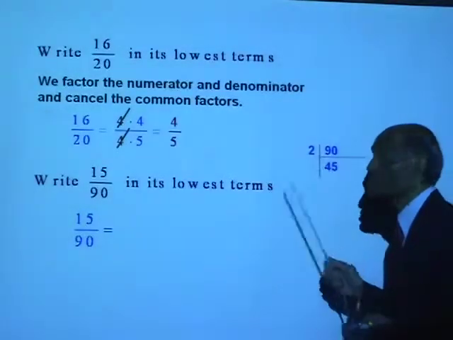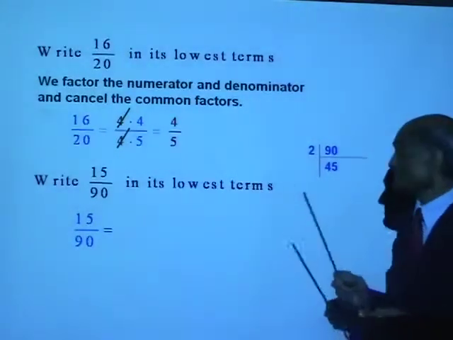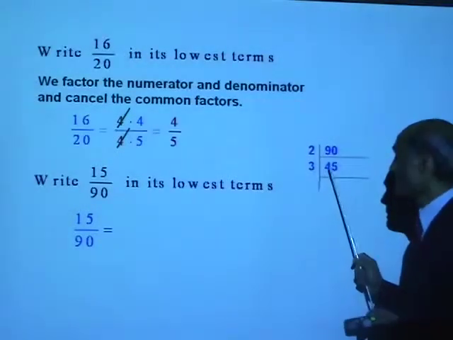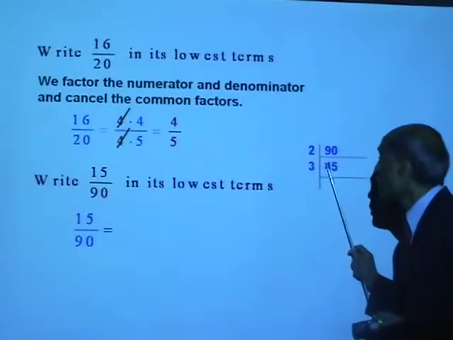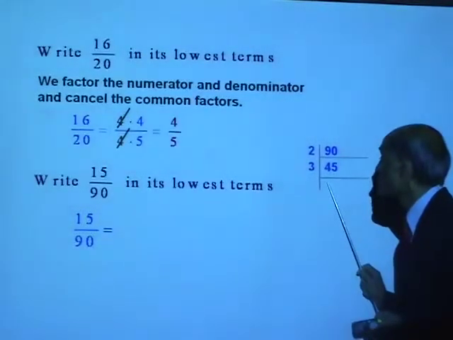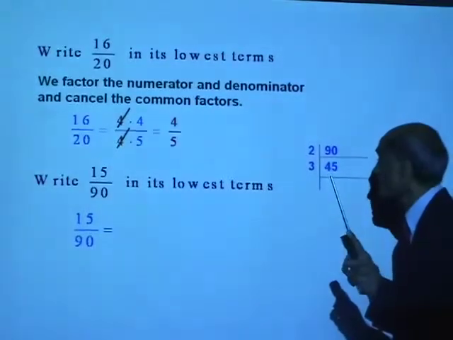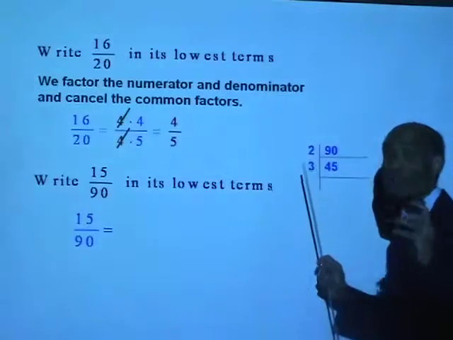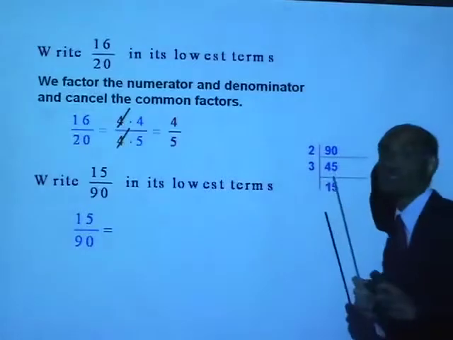Okay, what is the smallest number you can now divide 45 by? 45 can be divided by 3. What is 45 divided by 3? 3 goes in 4 once. Alright, 1 times 3 is 3. 4 take away 3 is 1. 1 and 5 is 15. 3 goes in 15 5 times. So 45 divided by 3 is 15.